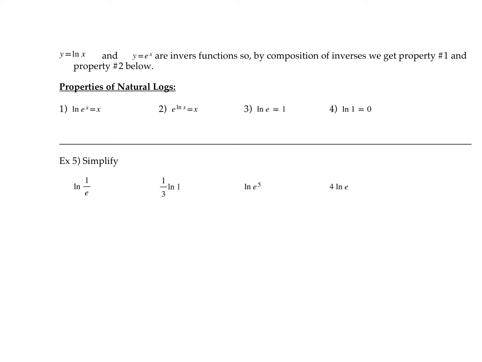Much in the same way that we had 2 things that were inverse functions for common logarithms, we have y equals ln x and y equals e to the x are inverse functions. So by composition of inverses, we get property number 1 and property number 2 below. Same thing that we were doing before with common logs. If you're taking the natural log of e raised to some power, then your answer is just going to be that exponent. So for instance, the natural log of e to the 5th would just be 5.